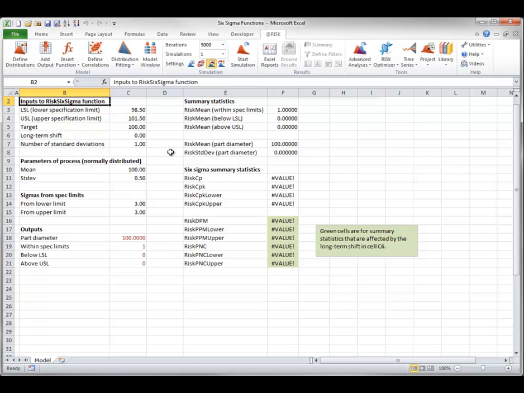The 0-1 values in cells C19 to C21 indicate whether a typical part is within specification limits, below the LSL, or above the USL. And these three cells have been designated as @RISK output cells. The process with these particular parameters is called a 3 sigma process because the mean of the process is 3 standard deviations from each specification limit. These values are indicated in cells C14 and C15.